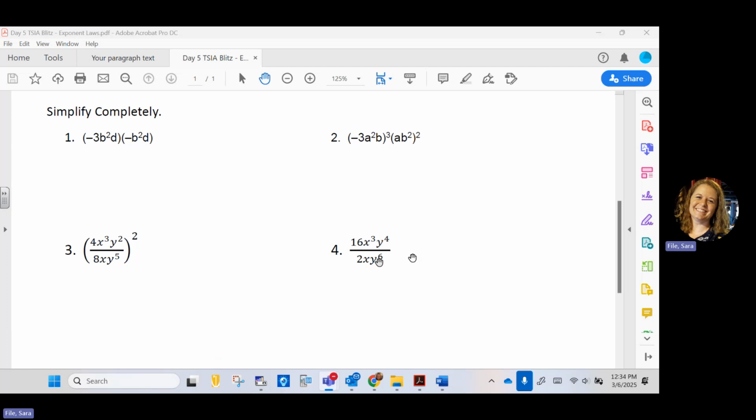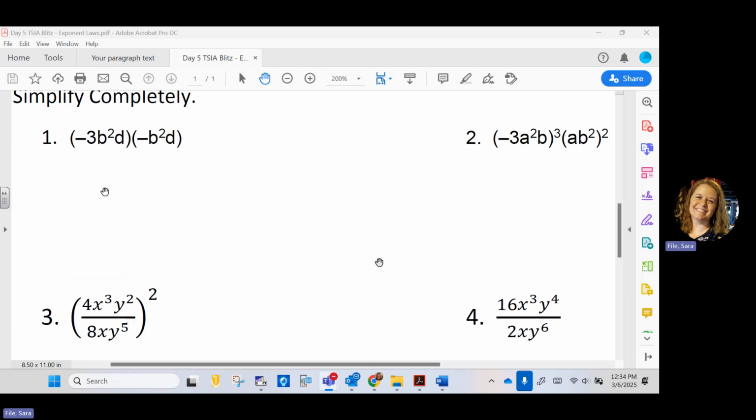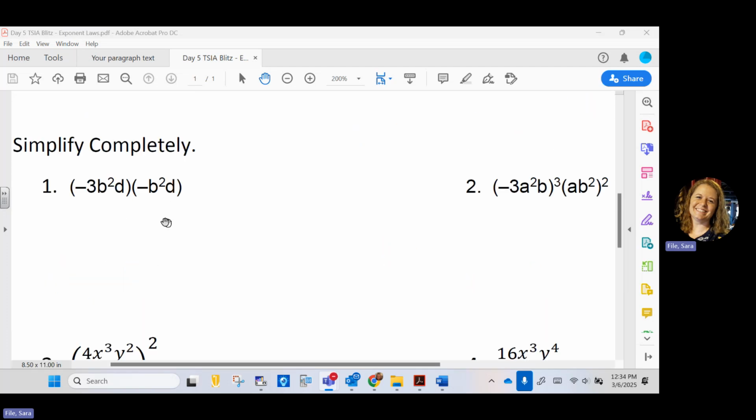So in example 1, we can see these two sets of parentheses. I'm going to look inside each set and see if there's anything I can do within the parentheses before I try to multiply these. Inside this first set, I've got -3, a base B and a base D, so I can't combine anything in here. Same over here, I've got a base B and a base D. I can't do anything. But when I go to multiply these, remember when you have the parentheses up against each other like that, you're multiplying.